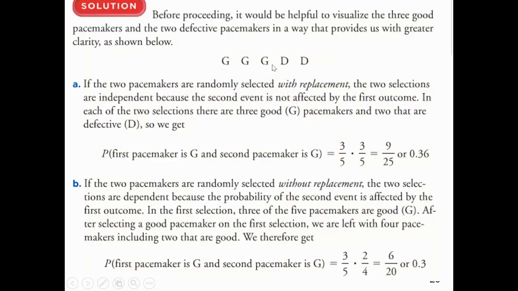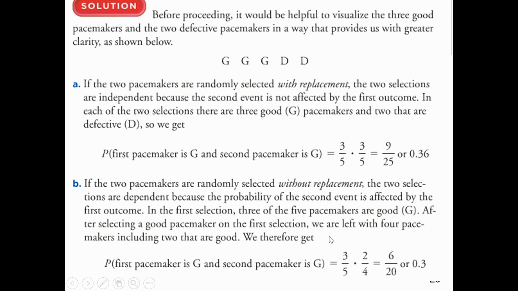So there they are: G, G, G, D, D. All right, so with replacement, the probability of getting a good one is three good ones out of a total of five, 3/5. I put that one good one back into the mix. Well, guess what? Second time out, the probability of getting another good one is the same thing. Three chances out of five. There's three good ones and there's five. 3/5 times 3/5 is 9/25, or 0.36.